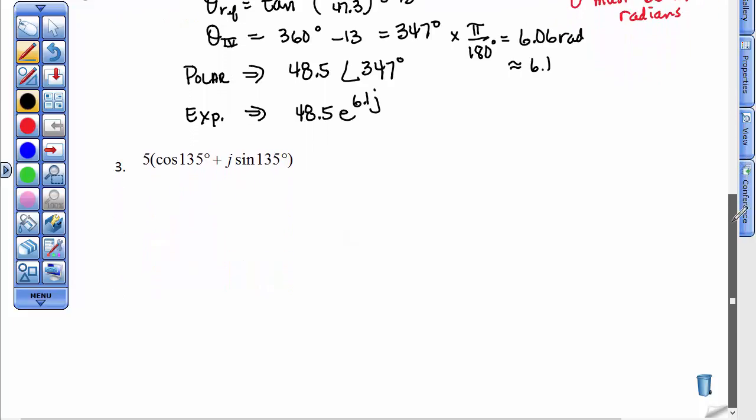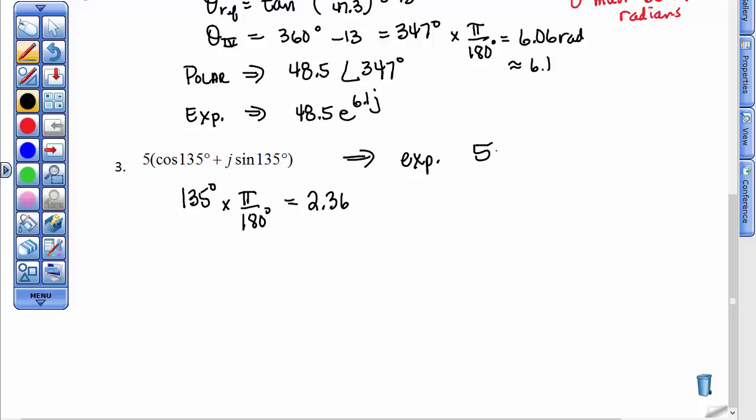This next one, just take it to exponential form by taking 135 degrees and multiplying it by pi over 180 degrees. And if I were you, I'd stop and just do this on your own, although I've practically got it done now. And then in exponential form, the r value stays a 5 and the angle is up as an exponent, 2.36 j. We could take this to rectangular form and you'd take 5 times the cosine of 135 and 5 times the sine of 135.